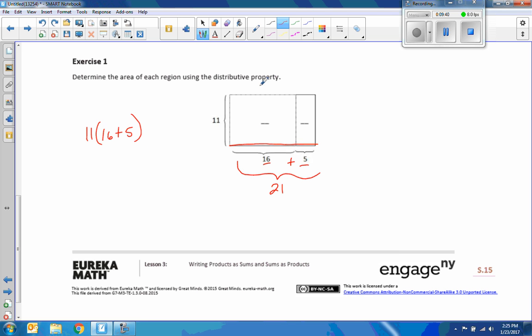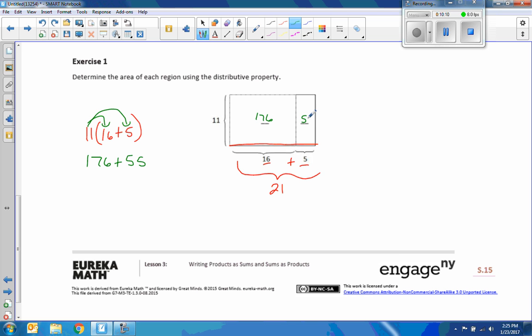So I can find the total area of all of it, which it didn't ask for. It said determine the area of each region. But I can find the total area as well. So in order to find the area of each region, we're going to use the distributive property. We're going to take 11 times 16. Well, 16 times 10 is 160, plus 16 more is 176. And then 11 times 5 is 55. So this area is 176.